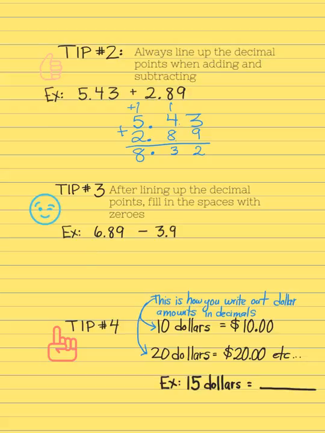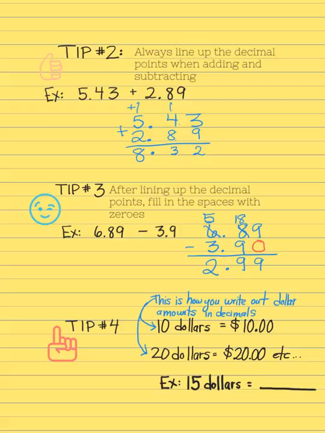So we're going to write this example out. It's going to be 6 and 89 hundredths minus 3 ninths. Okay, so to fill that in with 0, we have that extra space. You're going to put a 0 there. Okay, and then you can subtract. Remembering the subtraction rules, I can't subtract 8 from 9, so I have to regroup. Okay, so please make sure you write that example.